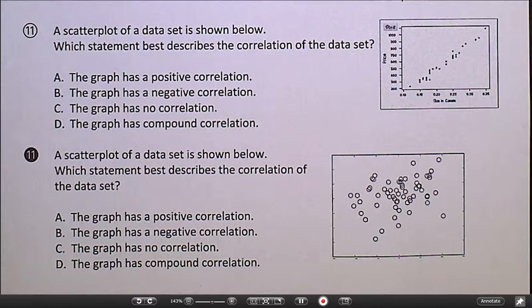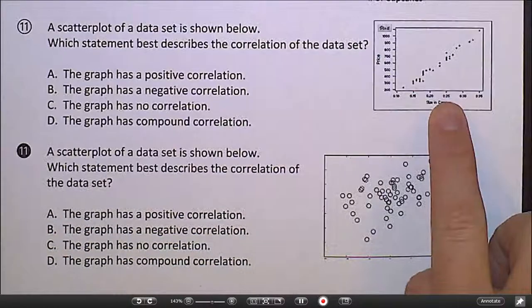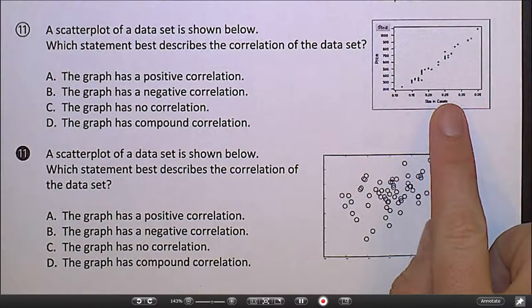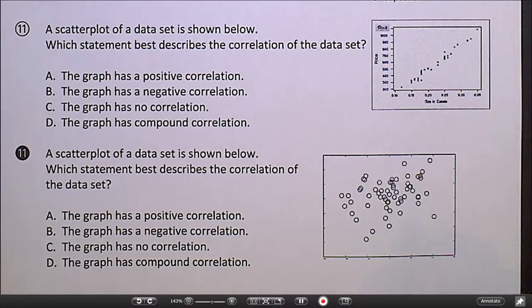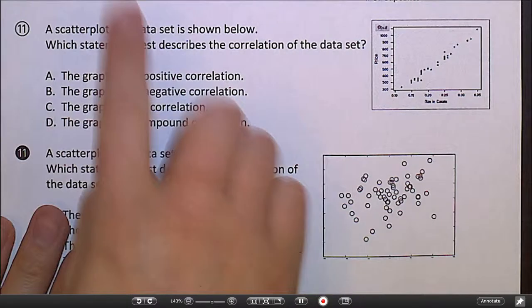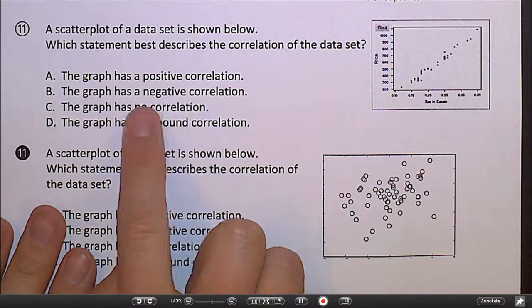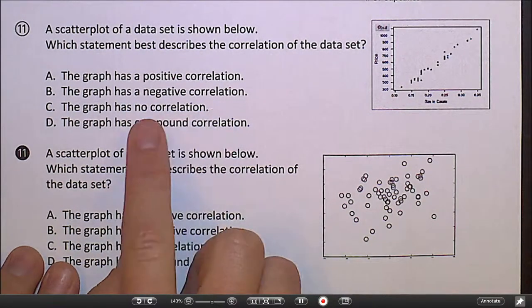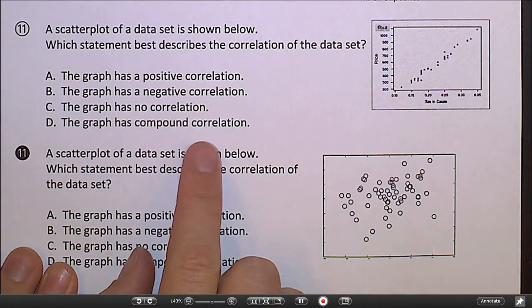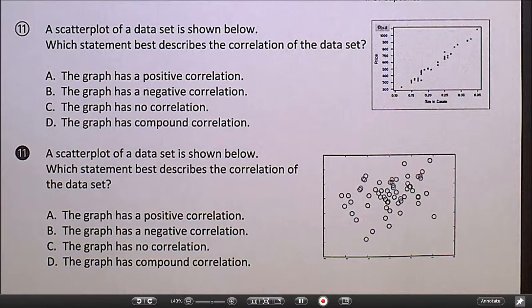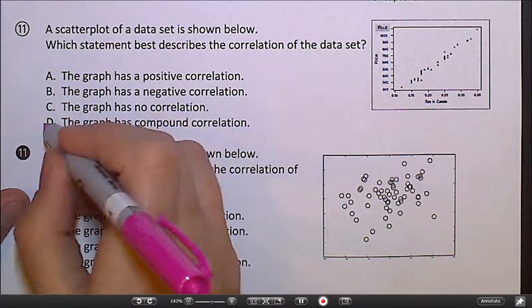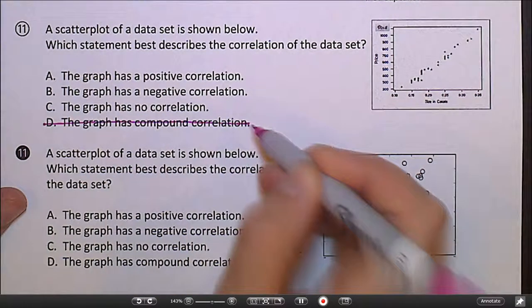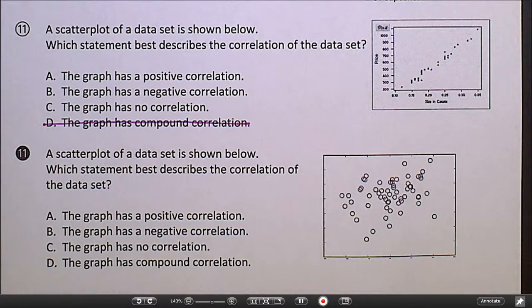Number 11. A scatter plot of a data set is shown below, actually over to the right. Which statement best describes the correlation of this data set? Okay, does it have positive correlation, negative correlation, no correlation, or compound correlation? First of all, as far as I know, there is no such thing as compound correlation. They're just going to give you answer choices that are made up.